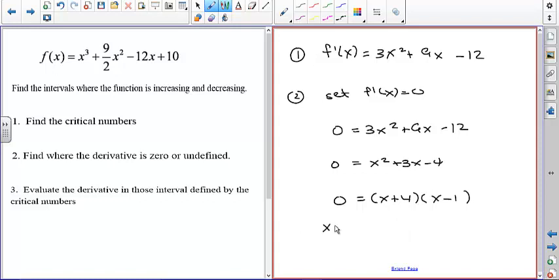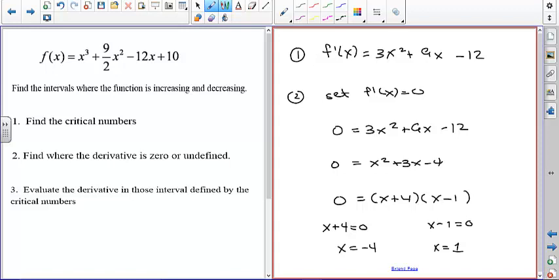And so for this to be 0, each one of these has to be 0. So we set x plus 4 equal to 0, and we set x minus 1 equal to 0. And so we get that at x equals negative 4 and at x equals 1, we have the derivative equal to 0, just like we did for critical numbers. We also should look at whether the derivative is undefined at any point, but it's not. So the only thing we have to worry about here is zeros. That's exactly what we did in section 1.